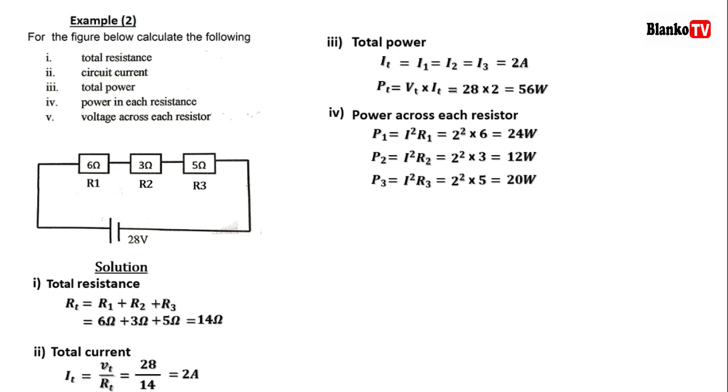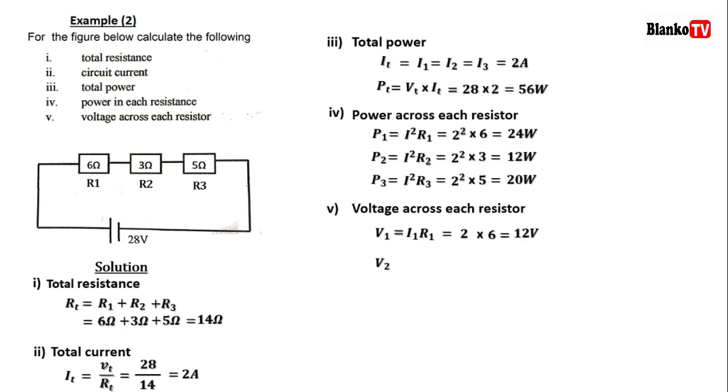Okay, so we move on to solution V, which says we should calculate the voltage across each resistor. V1, that is the voltage across resistor R1, and we use the formula I1 multiplied by R1. So I1 is 2, times R1, which is 6. When you multiply 2 by 6, we get 12 volts.